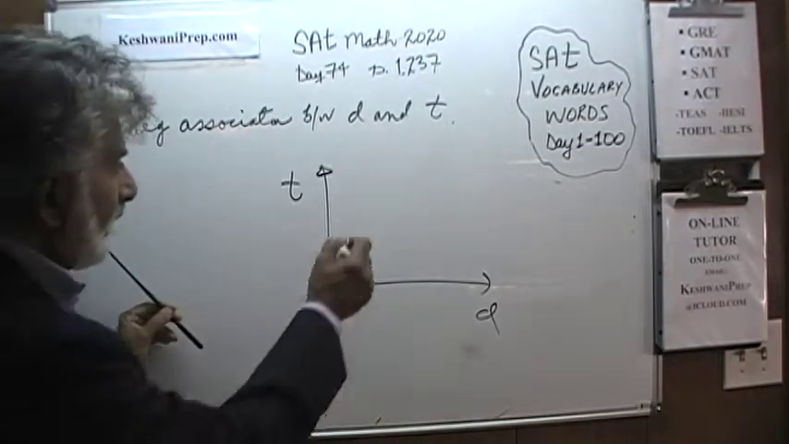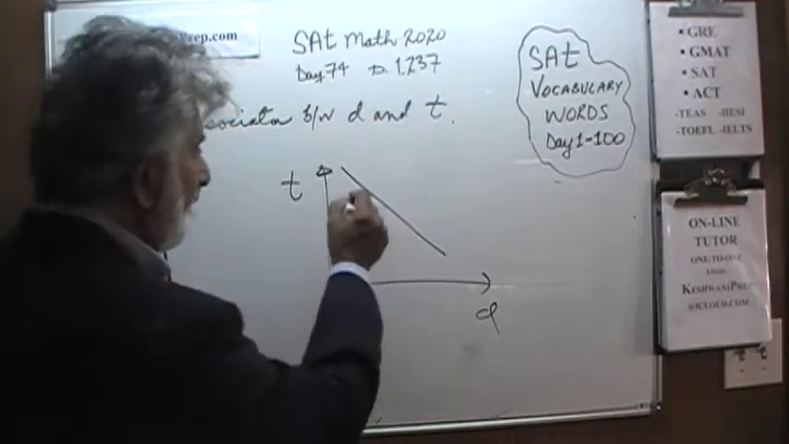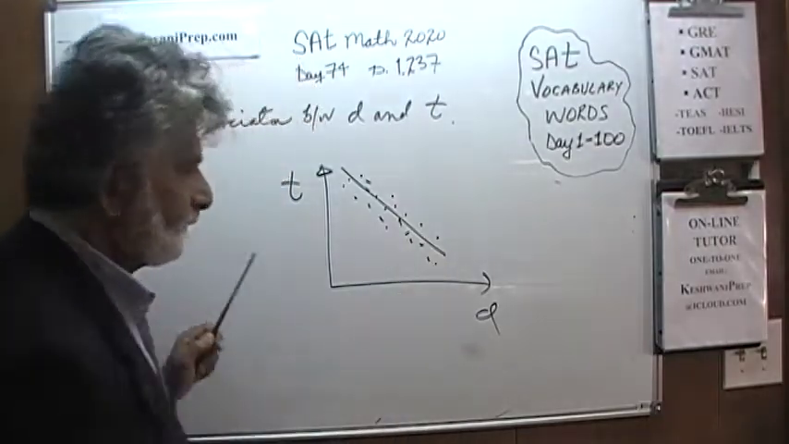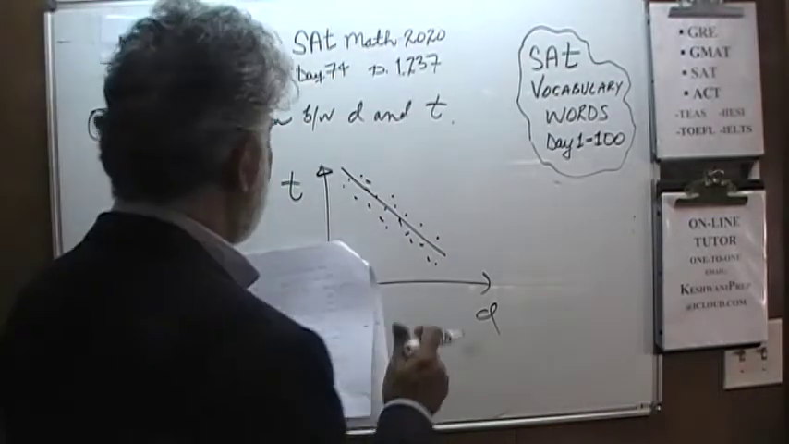Obviously, for a line that is negatively sloped, we just have to find a pattern where this line would fit, and that pattern would look something like this, a bunch of dots going like this. That's what we're looking for, and that happens to be the last one. That happens to be answer choice D.